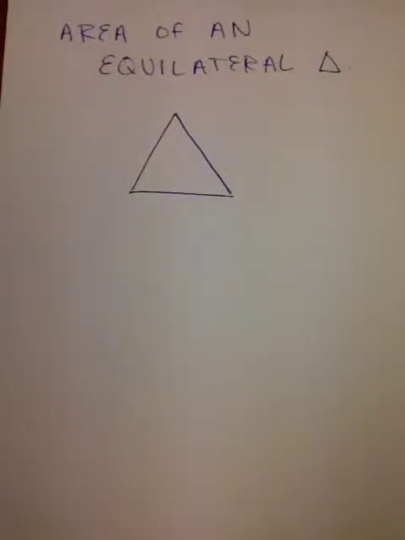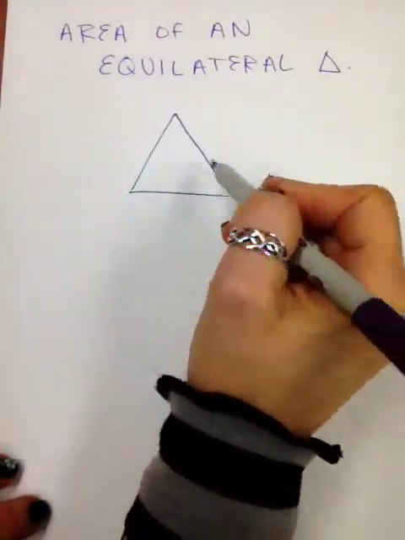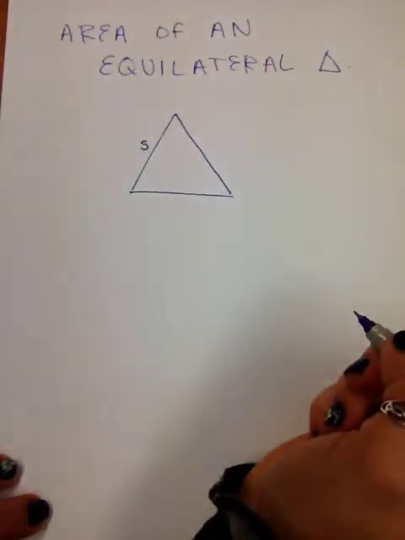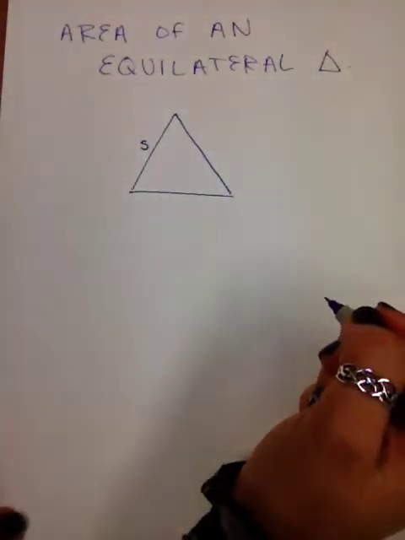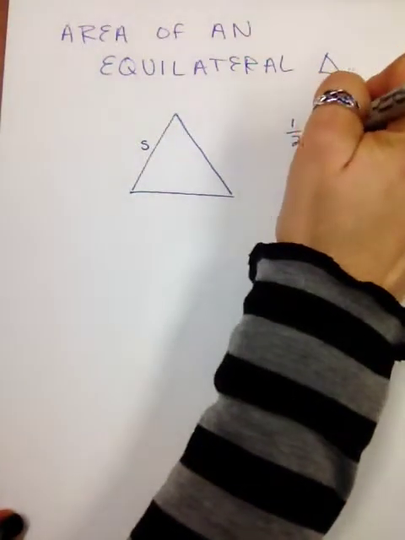For this video, we're finding the area of an equilateral triangle, and right now you can pretend that this is an equilateral triangle, meaning that all the sides are the same. So I'm going to call that side S. There are lots of different ways to approach this problem, but I know that the area of a triangle is 1/2 the base times the height.